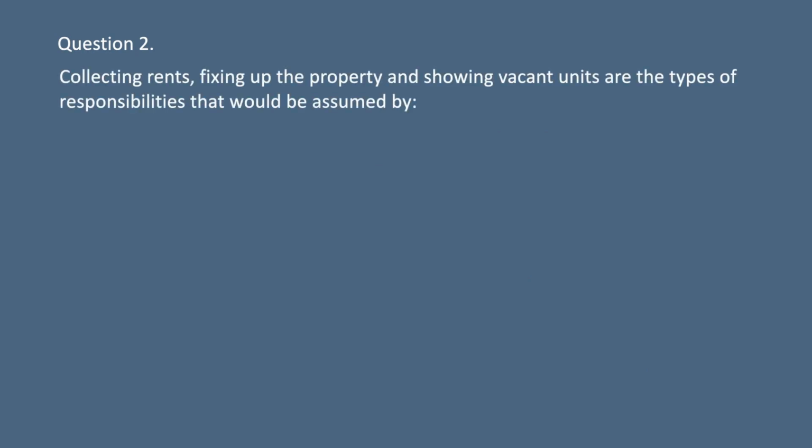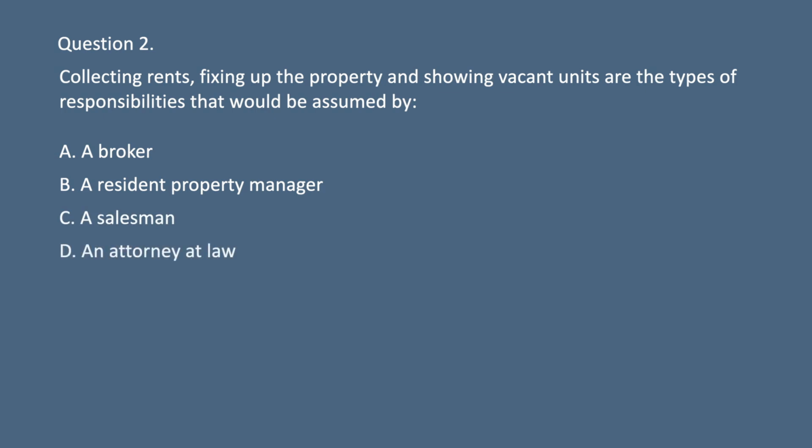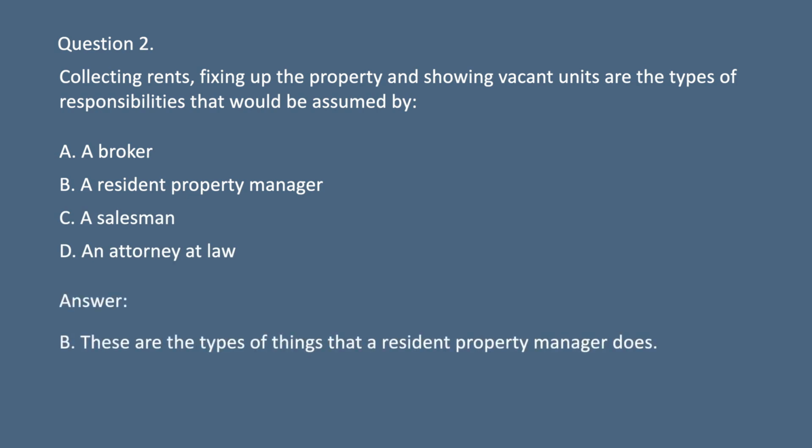Question 2. Collecting rents, fixing up the property and showing vacant units are the types of responsibilities that would be assumed by A. A broker. B. A resident property manager. C. A salesman. D. An attorney at law. Answer: B. These are the types of things that a resident property manager does.